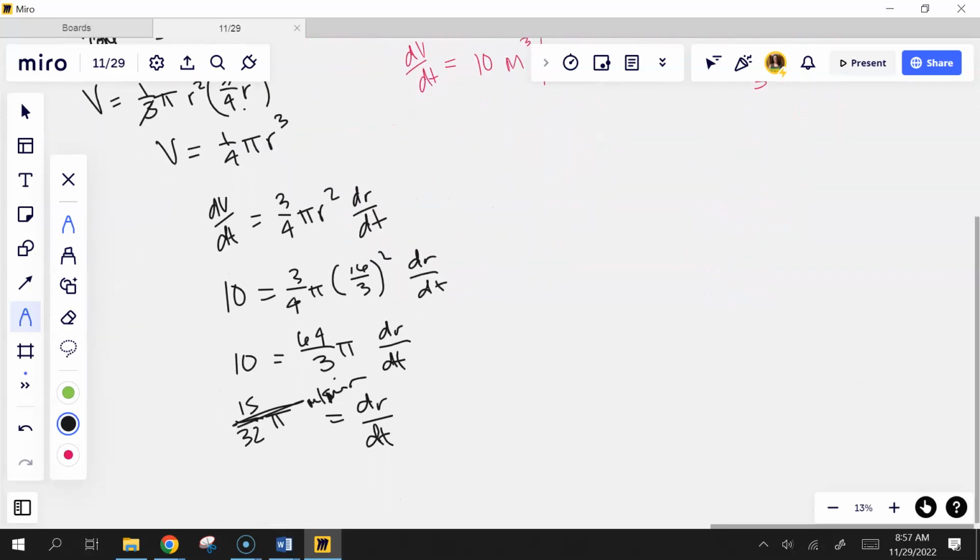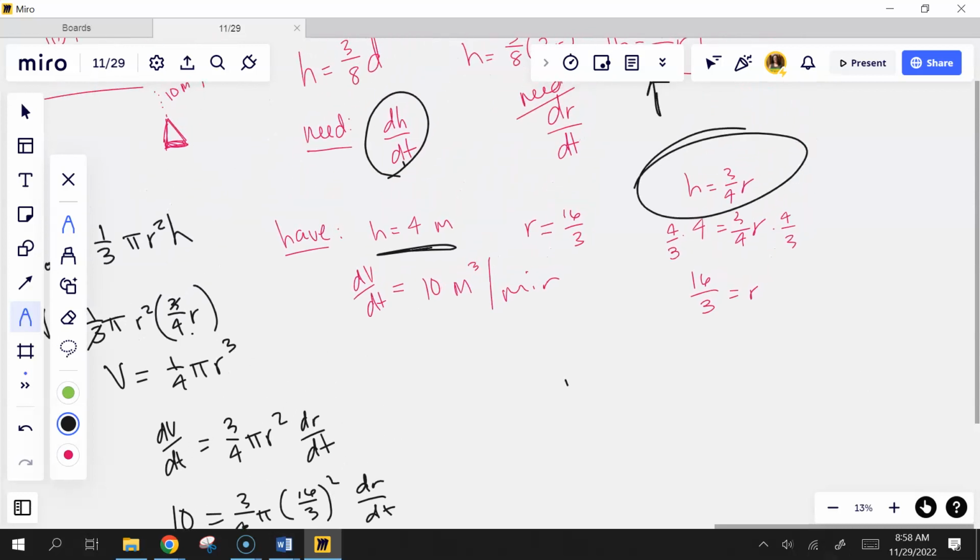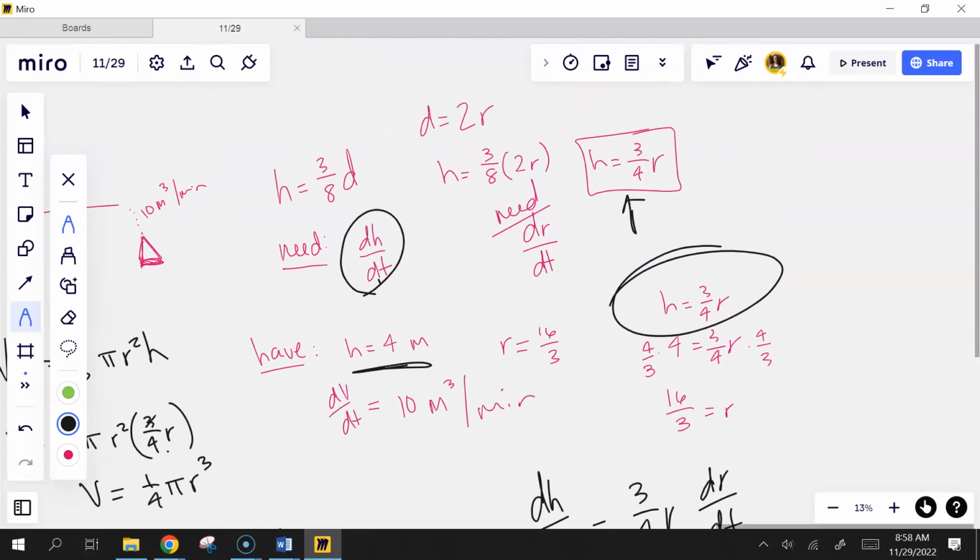Since we now have dr/dt, could you come up here to this equation and say, well, dH/dt equals 3/4 R dr/dt? And the answer is yes, you definitely could do that. Since now you know dr/dt. The problem before was we didn't know dr/dt. Now we know dr/dt, so we could do that. Nice way to look at it. Yeah, because we did plug in at that instance.